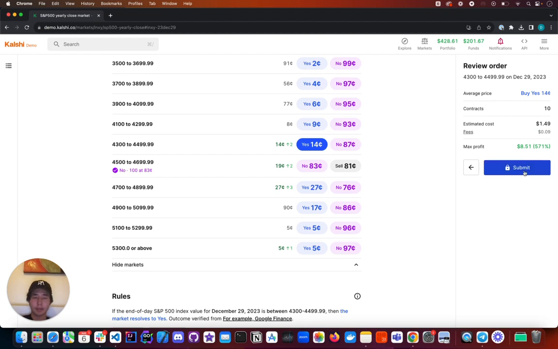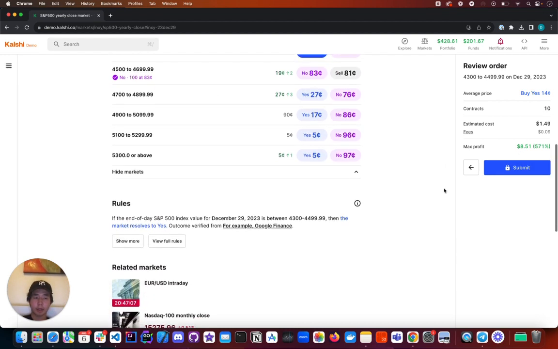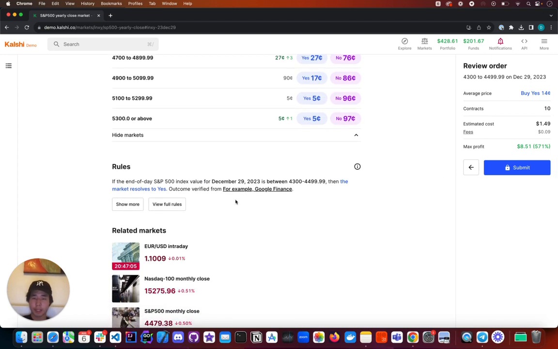And what's super neat is the order panel over here on the right will actually show you the max profit you stand to gain and the estimated cost right here. And this max profit again is denoted by the chance that if the S&P 500 does finish in this range by the end of the year, each of these 10 contracts will turn into $1, giving you 86 cents profit per contract. One last thing I'd like to spotlight here too is the rules section.